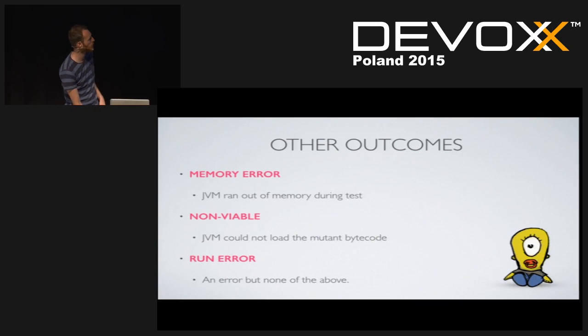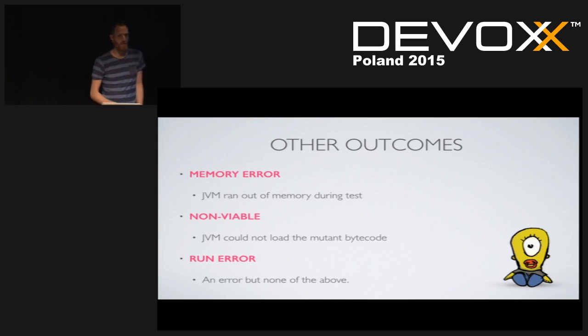Other outcomes are obviously you can run out of memory. The same reason you can go into an infinite loop. If it creates something, you can run out of memory. And there are also the other run error. I've never seen a run error in the tool I'm using. And there's also non-viable. That's usually a problem when a new Java version is released and they change the bytecode slightly. Some mutants are just not viable. It creates broken mutants.